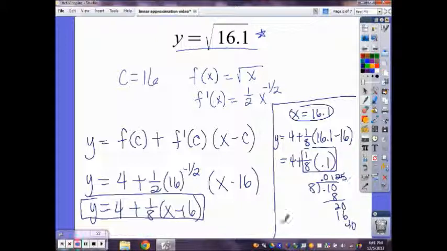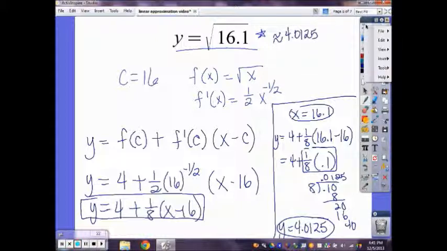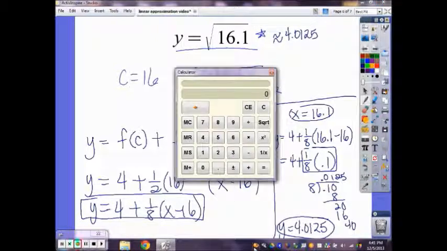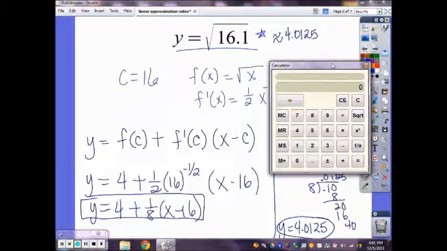Therefore, when I add 4 to it, y would equal 4.0125. So that's our approximated value for the square root of 16.1. We're saying it's approximately 4.0125. And let's test to see how close we were. So if we actually test it in a calculator, which is basically using the same method as us, it's just a little bit more accurate. Let's see, 16.1 square root would be 4.0124. And if you round it up, it's exactly the same as our estimation. So it works really, really well.